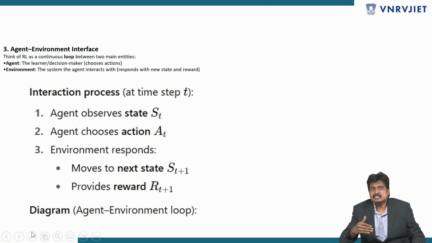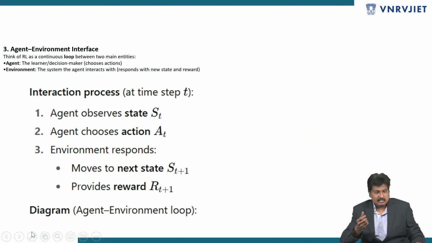So what is that interaction process at time step t? Step 1: the agent observes state S_t. Step 2: the agent chooses an action A_t. Then the environment responds, moves to the next state S_t+1, and provides reward R_t+1. Whenever you change from the current state to the next state, you get a reward. It can be plus or minus, a penalty or a bonus point.